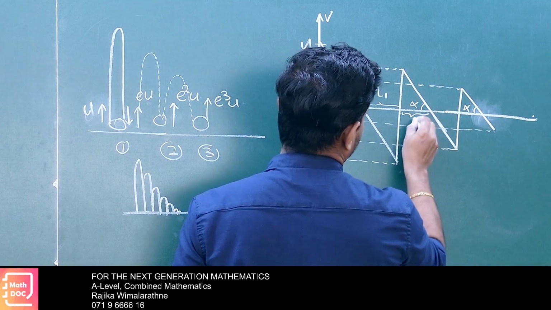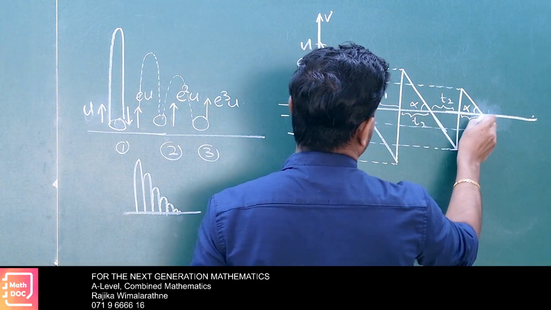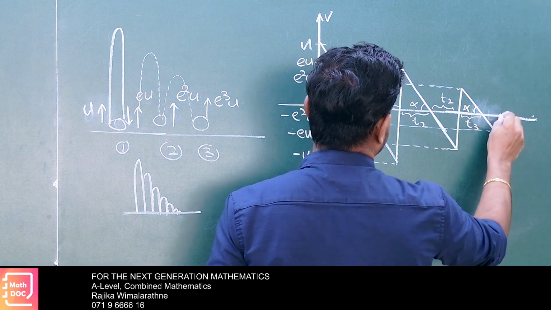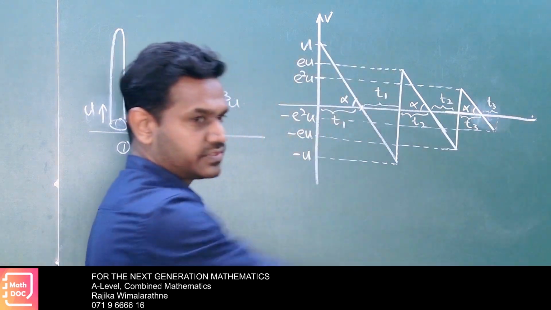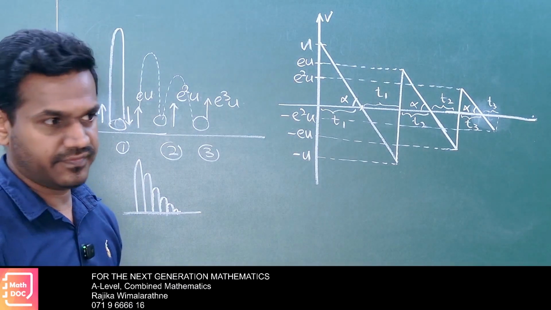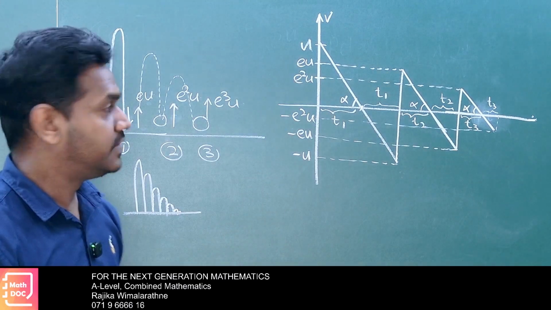Okay, here time t2. Here this time t3. So on it goes, no? So on it goes, VT graph. Likewise it goes. Okay, sketch.